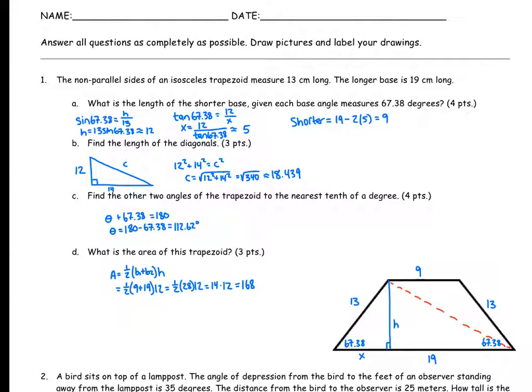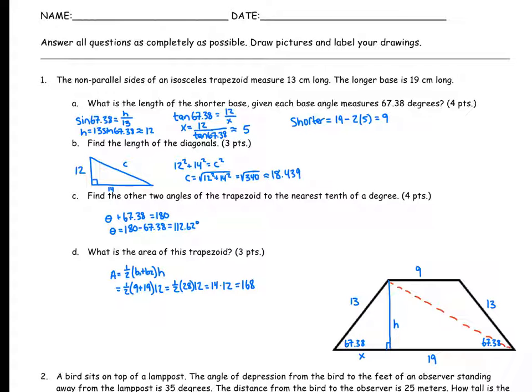This is a solution video for PBL 9. So for problem 1, we're asked a couple things about a trapezoid. You're given the non-parallel sides. They have a length of 13, and the long base has a length of 19. So I would recommend labeling those on your diagram.